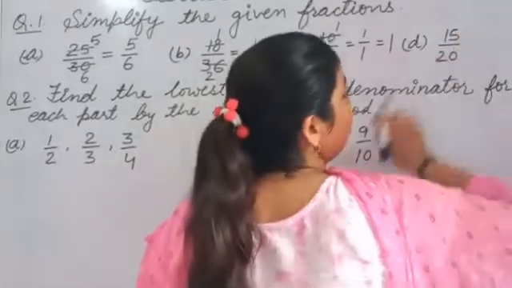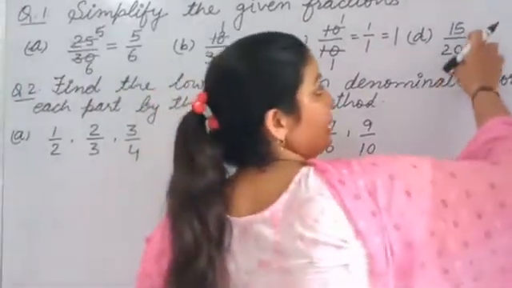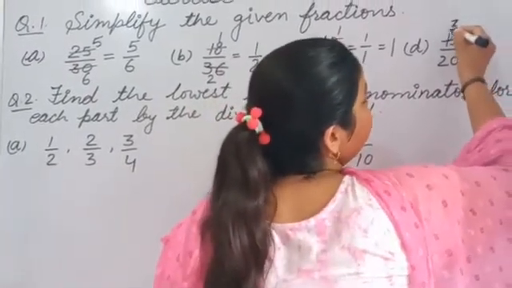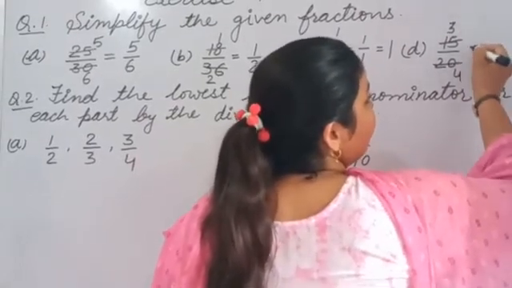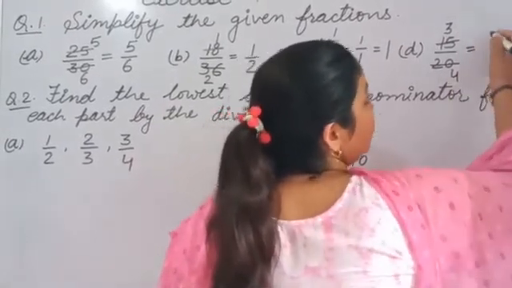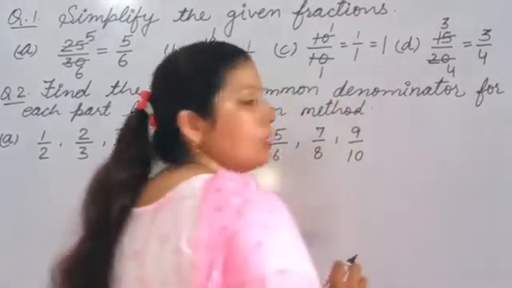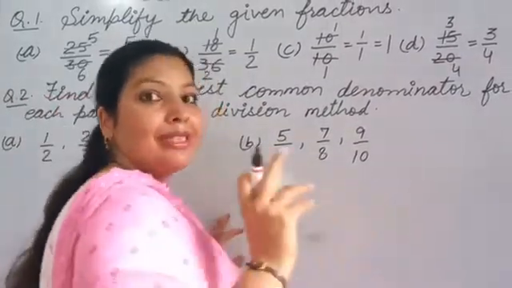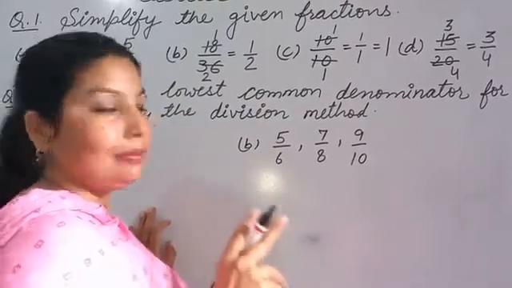Now 15 upon 20. So as we know, 15 and 20 both are coming in the 5 table. So we should cancel by 5. 5 3s are 15 and 5 4s are 20. 3 is a prime number and in the 3 table 4 does not come. So that means this is our lowest term, 3 upon 4. That's your answer. So like this you will cancel. How to cancel? We will select a number by which numerator and denominator both are divisible.